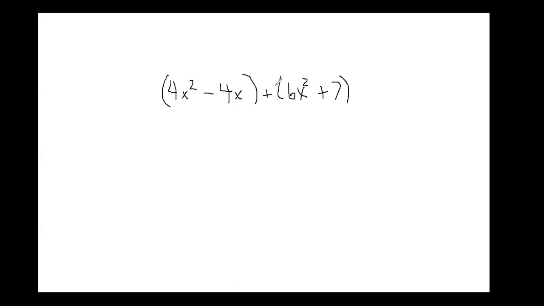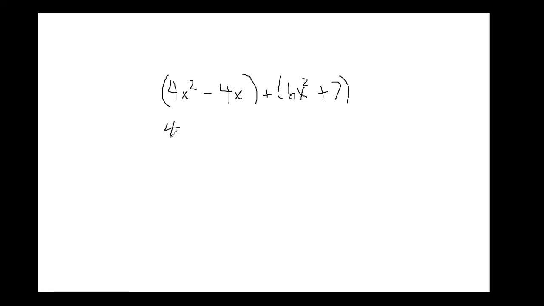Now, with this, we only have two things on here that we can group together. We can only group together the x squared. We can group together 4x squared and 6x squared. We have 4, and then because we have the plus, all we're going to do, this doesn't change. We can actually rewrite this.